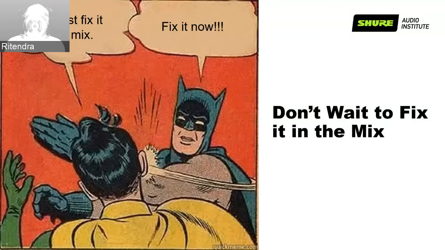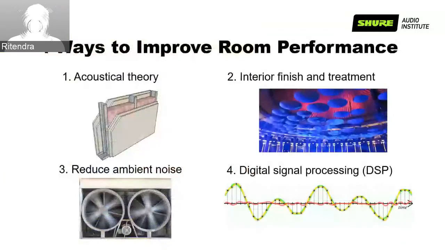So there are 4 ways to improve the room performance, and I'm going to talk about them. The first one is acoustical theory. Second is interior finish and treatment. Third is to reduce the ambient noise of the room. And the fourth, last but not least, is digital signal processing.